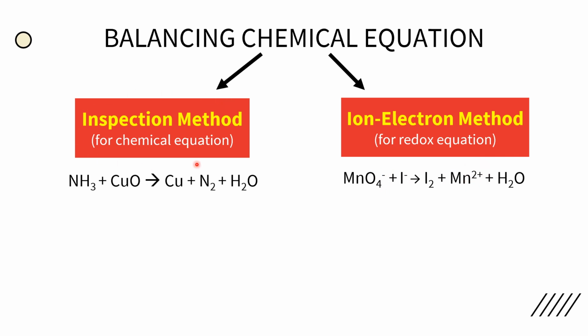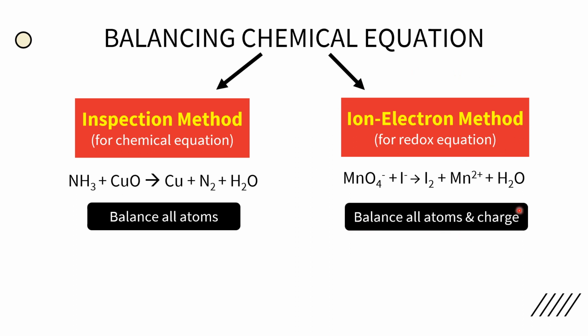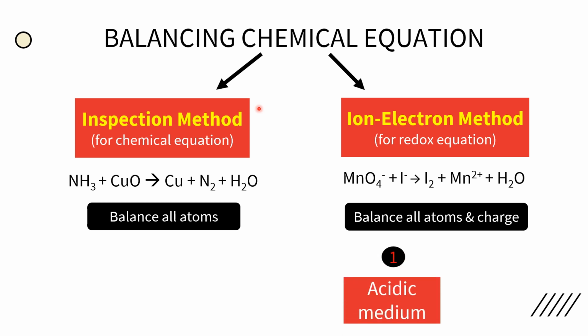By using the inspection method, we will balance all the atoms in the equation. While by using the ion-electron method, we not only balance all the atoms, but we also balance the charge. We have two types of ion-electron method. The first one is in acidic medium and the second one is in basic medium. Dalam video ni, we will focus on the inspection method only. We will discuss the ion-electron method in the next video.